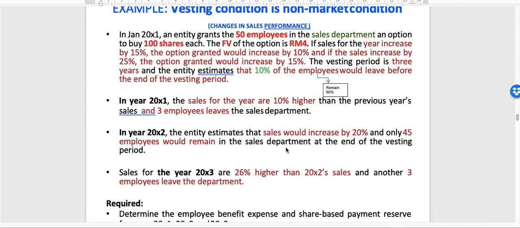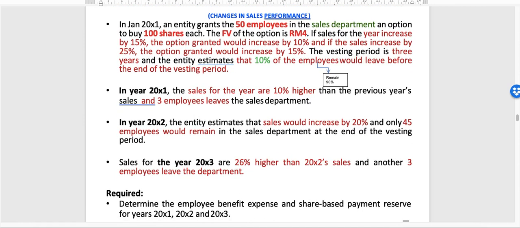It's a long question here. The entity grants 50 employees in the sales department an option to buy 100 shares each. That will be 1st January year 1. 50 employees, 100 shares. The fair value of the option is RM4. That will be in the first year, here RM4.